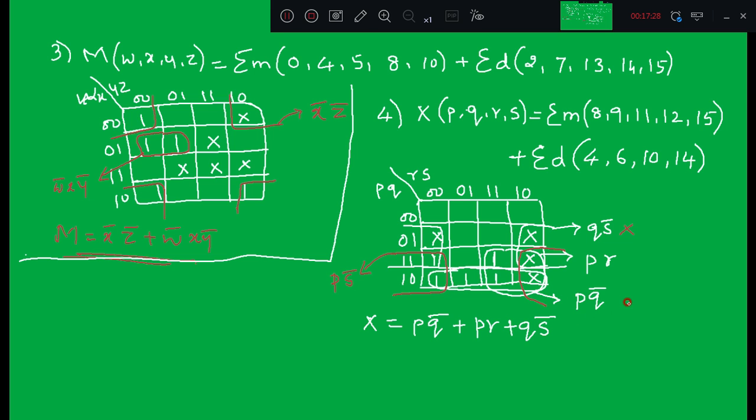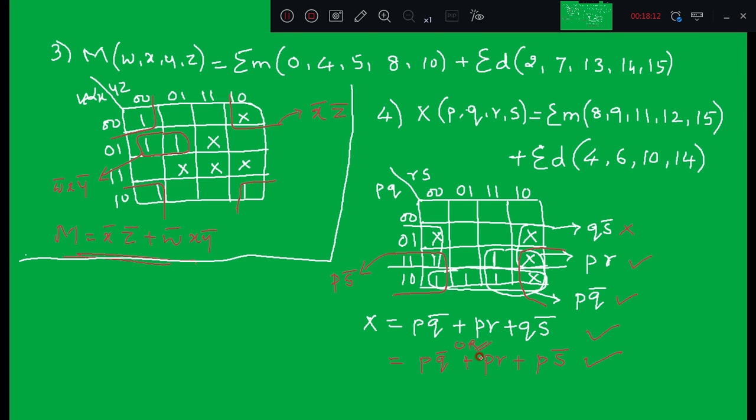The other two remain the same: PQ bar and PR remain the same, and instead of QS bar, you just write PS bar. So both the expressions are valid, right? In the exam also, either you go with the first expression or the second expression, or if you write both, then the examiner will understand that you have understood the concept very clearly, right? So I hope you understood the four variable K-map with don't care terms, right?